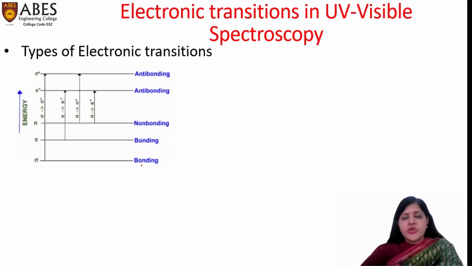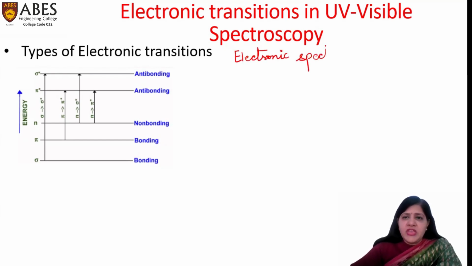So, what are electronic transitions in UV visible spectroscopy? UV visible spectroscopy is also known as electronic spectroscopy, because whenever any medium absorbs UV radiation, it shows electronic transition. That's why this spectroscopy is also known as electronic spectroscopy.